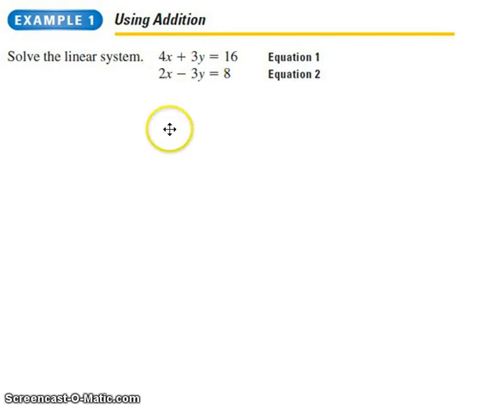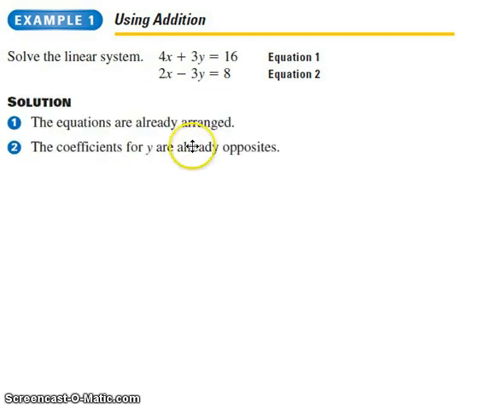All right, here I've got two different lines, two different linear equations. And I want to find out what x is and y is. In other words, I want to find out where those two lines cross. Well, the first two steps I'm going to explain in a minute. The textbook says make sure the equations are already arranged. Don't worry about that for now.